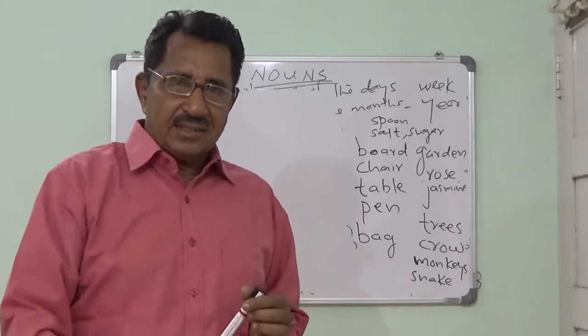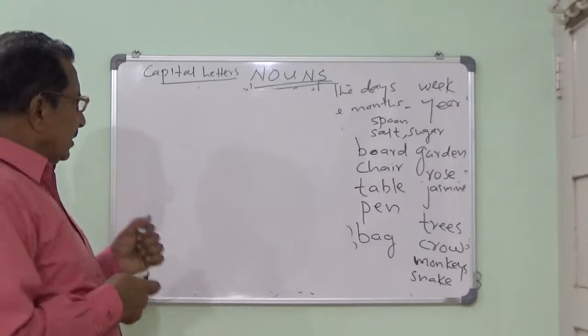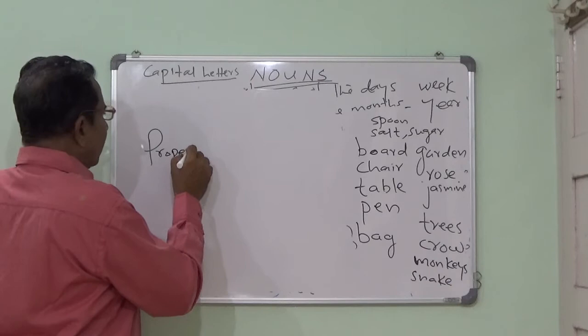For example, my name is, I told you, Thomas Mathew. This cannot be used by anybody else. This is my name, my property. So such names are called proper nouns. Proper nouns. So you have now two kinds of nouns.